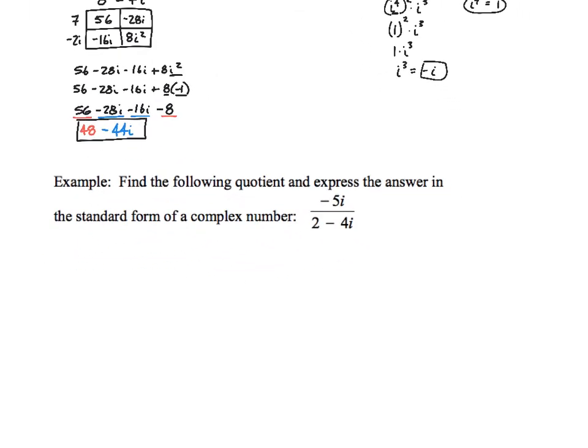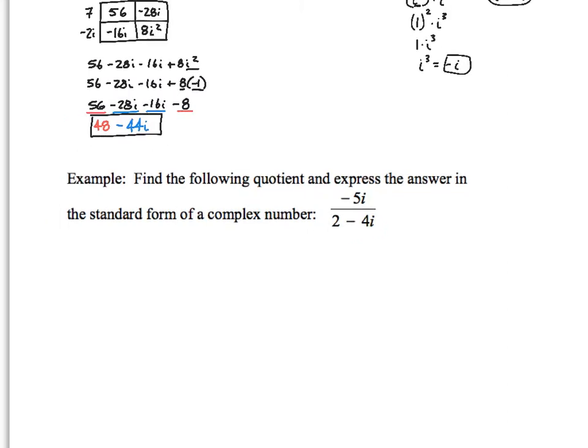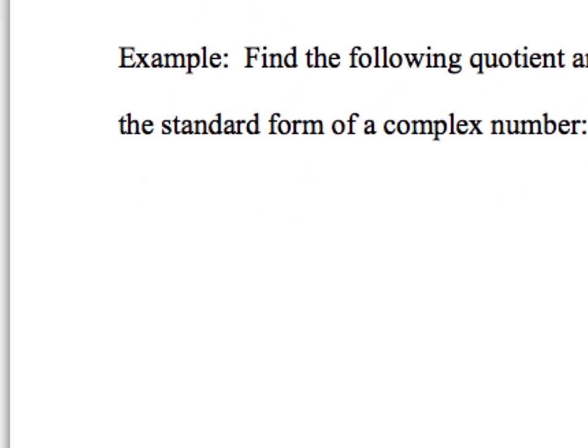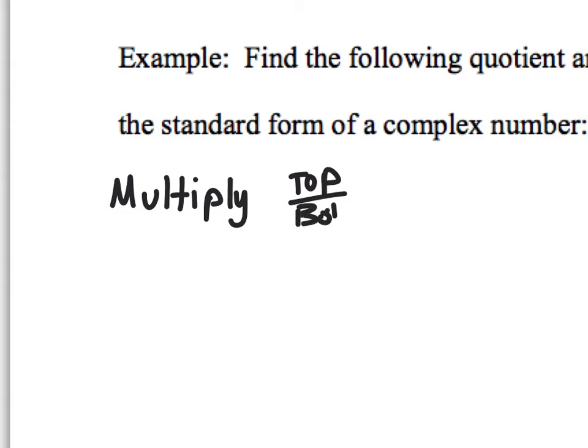What I want to do in this last one is find the quotient between negative 5i and 2 minus 4i. Okay, and what I want to do is the same thing that I did when we rationalized the denominator. To simplify these, we want to multiply the top and bottom by the conjugate.